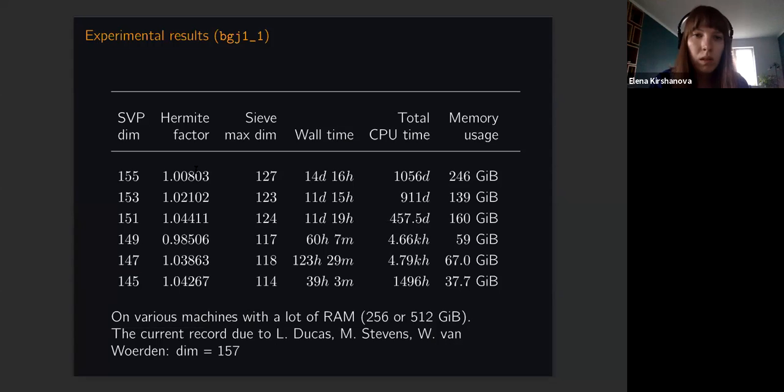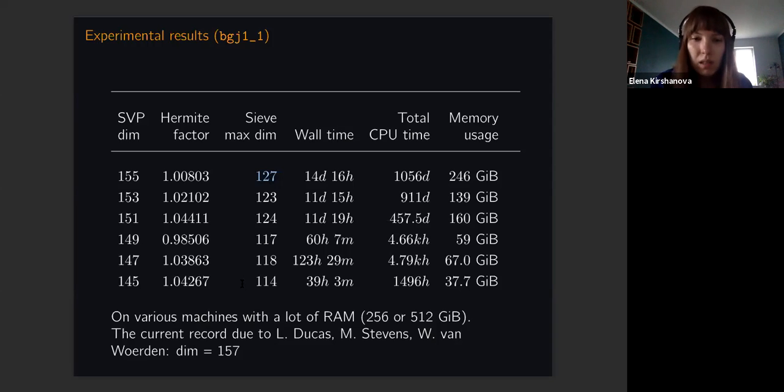As you can see, we did not have to run SVP in dimension 155. Thanks to the dimensions for free trick, the actual dimension we ran the sieve on was 127. So this is the approximate level of savings you could get. These experiments were done with BGJ1. I should also mention that it's not the current best record. I checked the Hall of Fame today, at lunchtime.